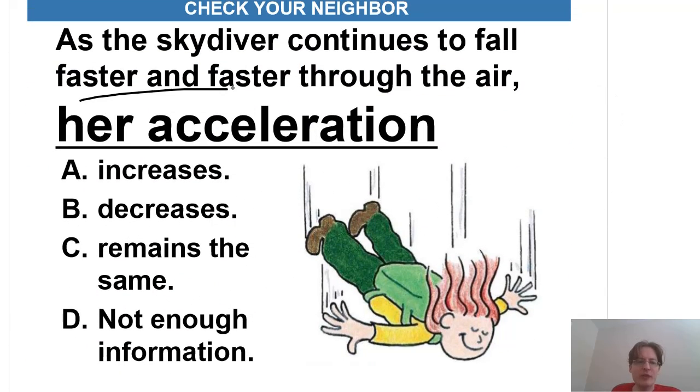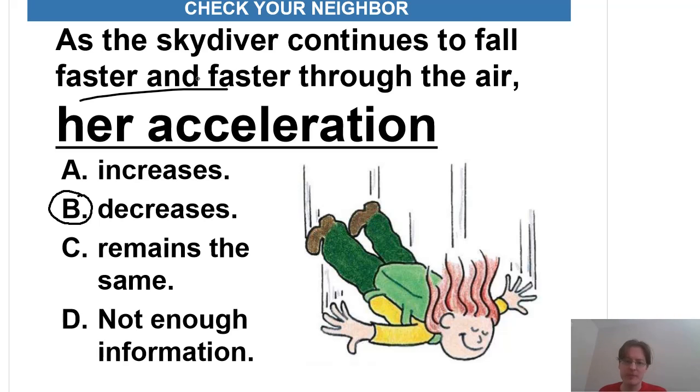As she falls faster and faster, what about her acceleration? Is it getting bigger? Not at all. In fact, as she goes faster and faster, remember the net force on her is getting smaller and smaller. So her acceleration is absolutely getting less and less. Just because something's gaining speed doesn't mean that its acceleration is getting bigger. In fact, she's gaining speed as she falls, but the rate at which she's gaining speed is getting less and less and less.